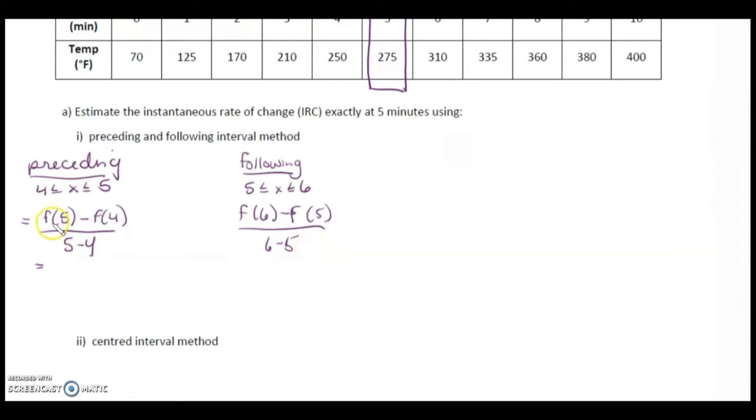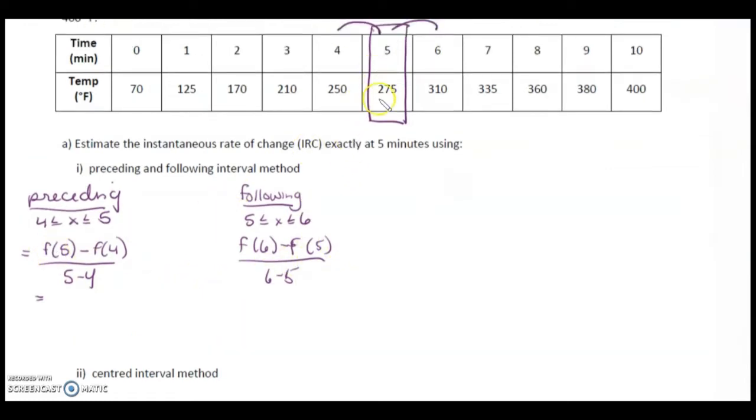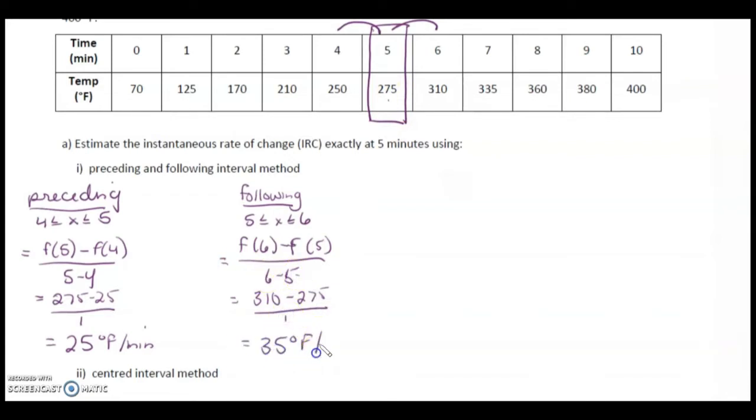When we take a look at f at 5, we get 275. You can just cross-reference it; there's no equation to plug it into. So I get 275 minus 250 divided by 5 minus 4, which is just 1. So I get 25 degrees Fahrenheit per minute. F at 6 is 310, f at 5 is 275, and the difference in the x-values is 1. So then I get 35 degrees Fahrenheit per minute.